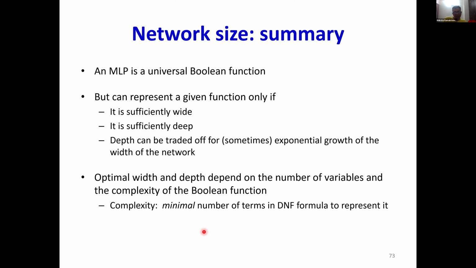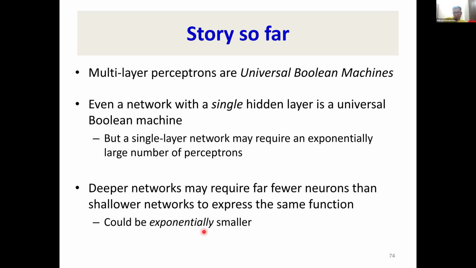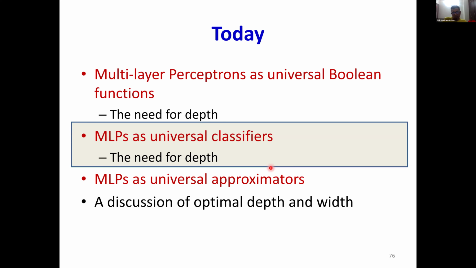Thank you, right? So the story so far is that multi-layer perceptrons are universal Boolean machines. Even a network with a single hidden layer is a universal Boolean machine. But a single layer network may require an exponentially large number of perceptrons. Deeper networks may require far fewer neurons than shallower networks to express the same function. It could be exponentially smaller. So we've looked at Boolean functions, but then let's look at classifiers, right?